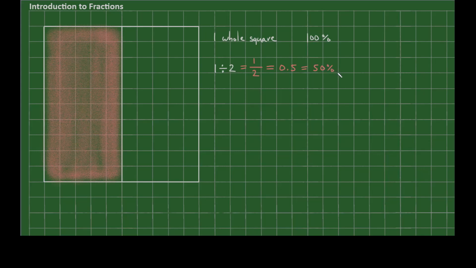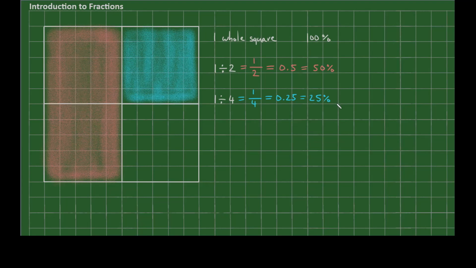I could have also divided the original square by 4. 1 divided by 4 is the same as 1/4. And expressed as a decimal, that would be 0.25. And if I wanted a percentage, well, that would be 25%.